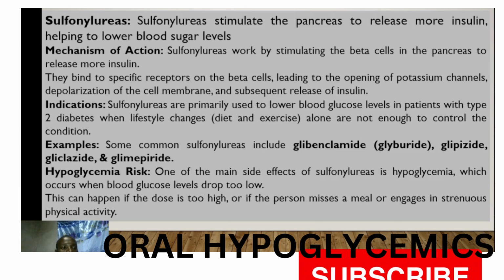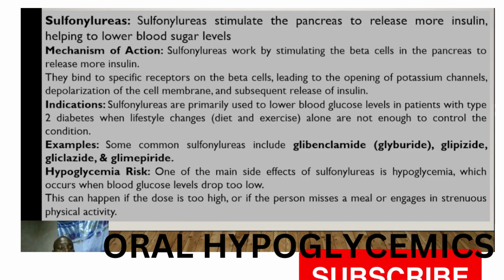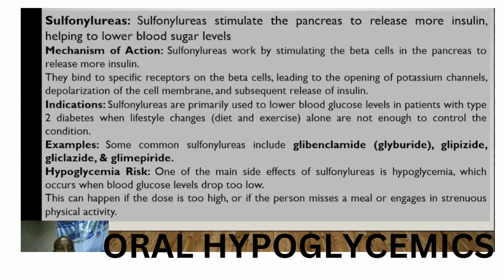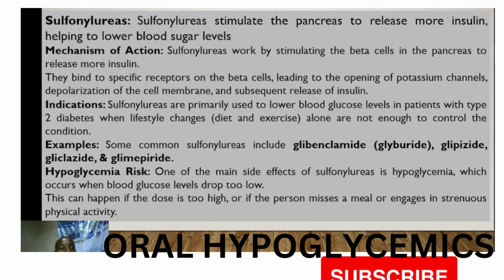The second class after biguanides is the sulfonylureas, and sulfonylureas stimulate the pancreas to release more insulin, helping to lower blood glucose level. Their mechanism of action is that they work by stimulating beta cells in the pancreas to release more insulin. They bind to specific receptors on the beta cells, leading to opening of potassium channels, depolarization of the cell membrane, and subsequently releasing insulin. They are indicated to lower blood sugar levels in people with type 2 diabetes when lifestyle changes alone are not enough to control the condition.